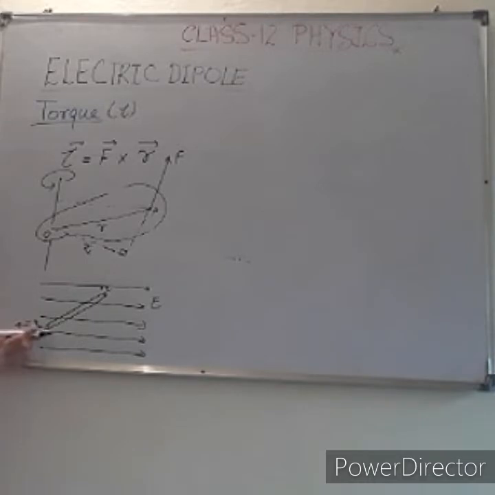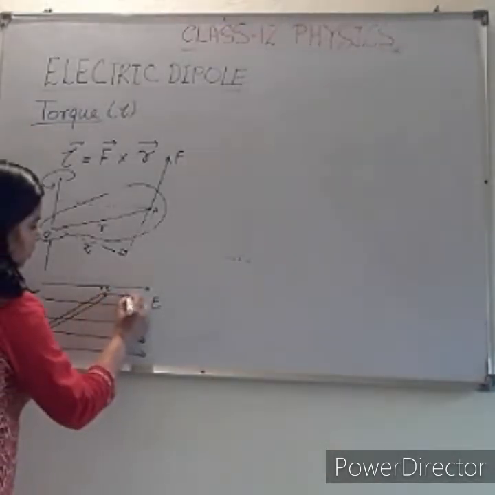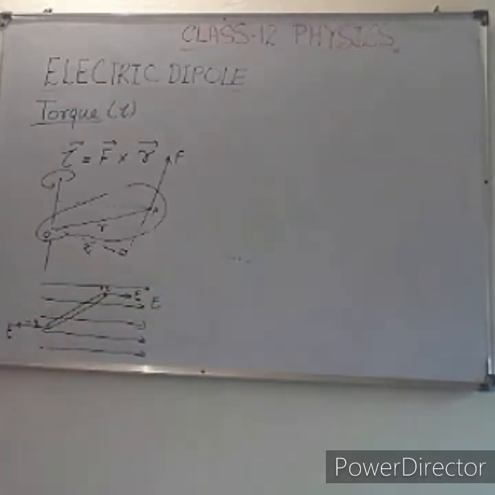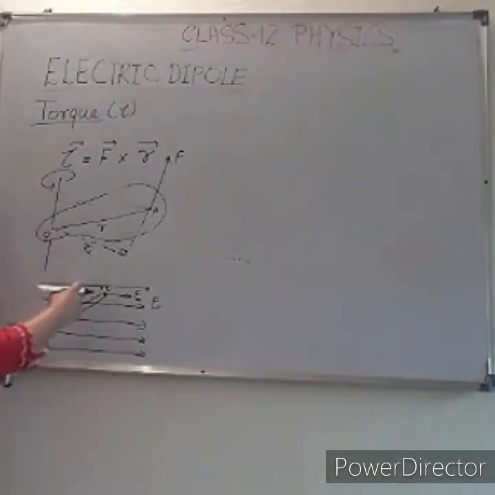On the minus q charge, the force is opposite to the direction of the field. I told you that a minus charge always moves opposite to the direction of the field. So here the force on the minus q charge is F minus. The force on the plus charge will be towards the field, that is F plus. So F minus and F plus are the two forces acting over the system. This system is called a dipole. So there is a couple of forces acting at the ends of this dipole.